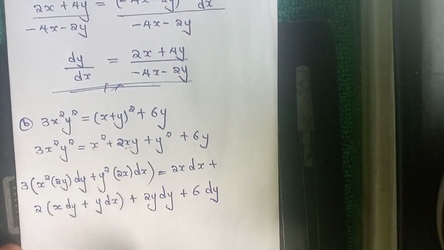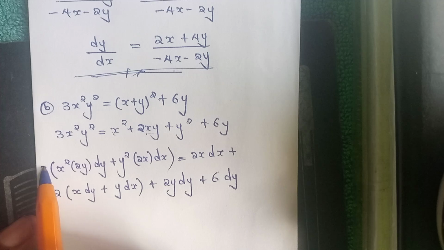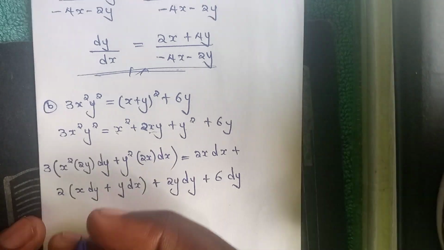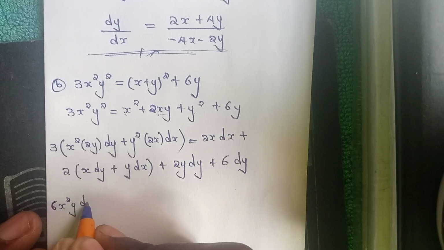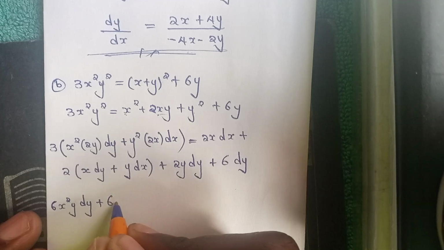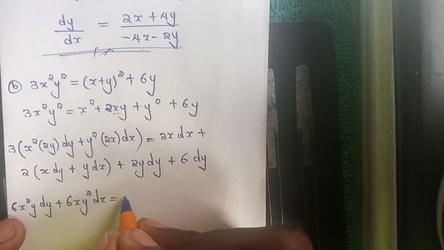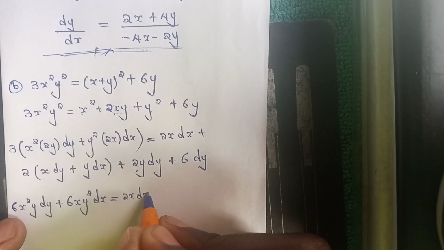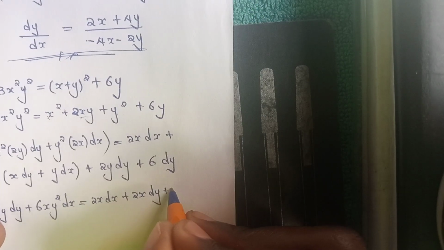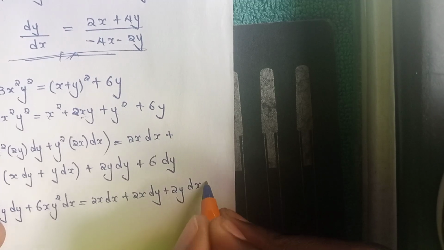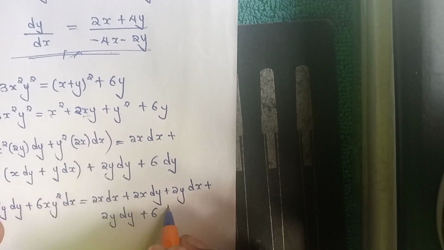So it is just a matter of now expanding. So here, expanding and simplifying, you see that if I multiply 3 with everything inside here, I'm going to have 6x squared y dy plus 6x y squared dx must be equal to 2x dx plus 2x dy plus 2y dx plus 2y dy plus 6 dy.